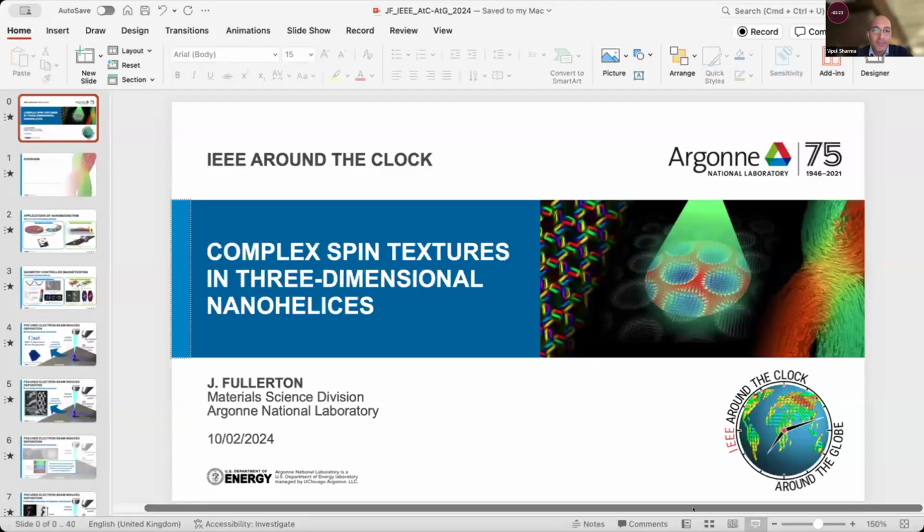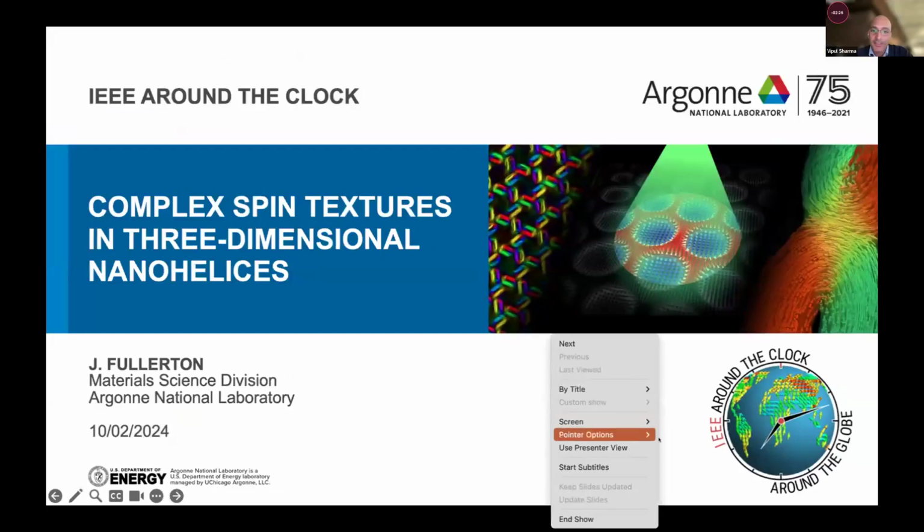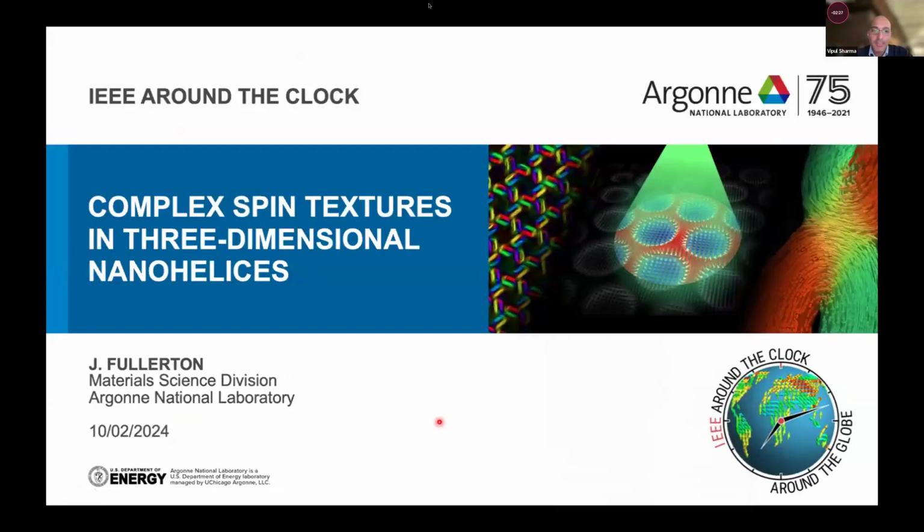John is a postdoctoral researcher in the Functional Nanoscale Heterostructure Group in Argonne Material Science Division. He completed his PhD in 2022 from Queen's University, Ireland. And his current interest is in the formation and behavior of magnetic domains and topological spin textures in a range of magnetic nanostructures, including 2D ferromagnets, synthetic antiferromagnets, and 3D nanostructures. Today, John will talk about the complex spin texture in 3-dimensional nanohelices.